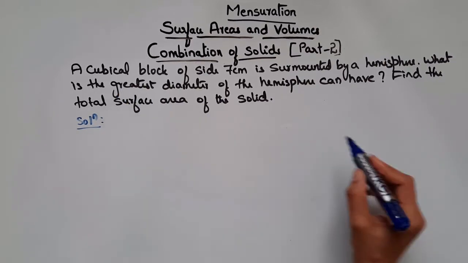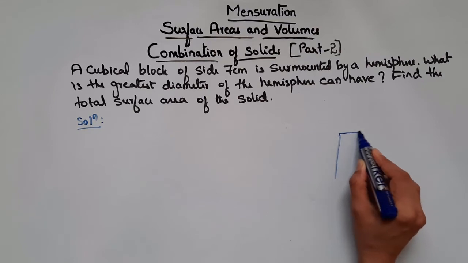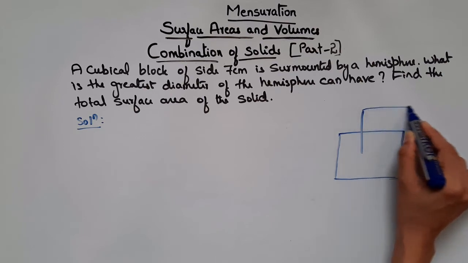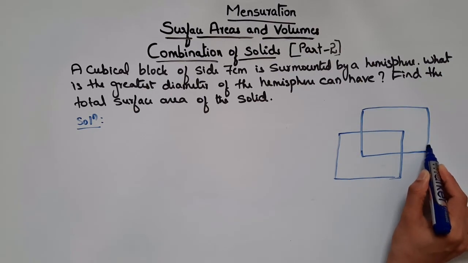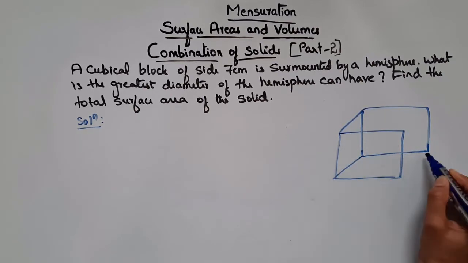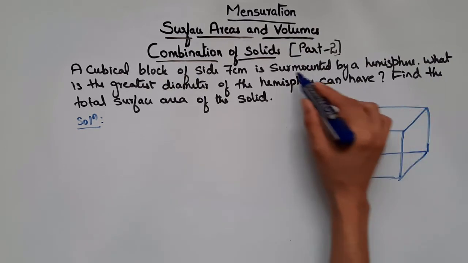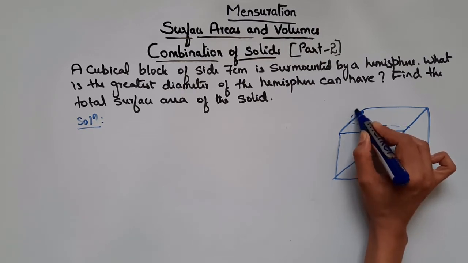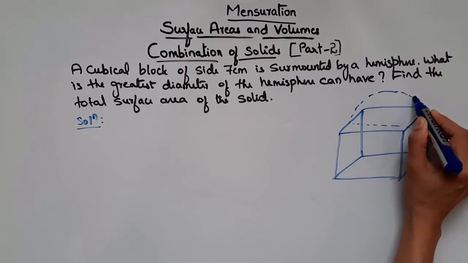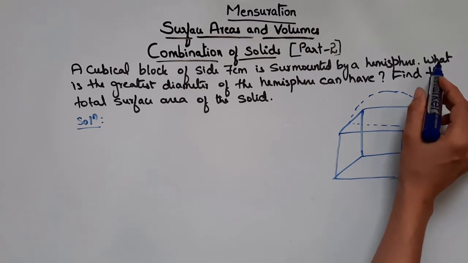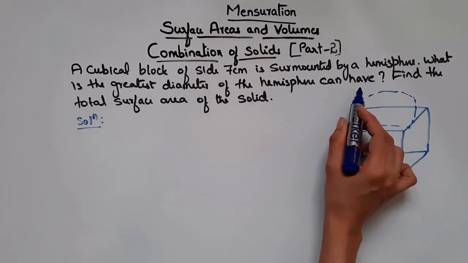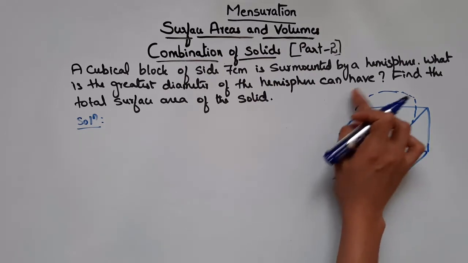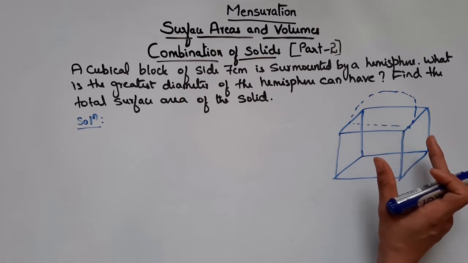So we have a cubical block, which is nothing but a cube of side 7 centimeter. All the sides are 7 centimeter. So we have a cube like this, surmounted by a hemisphere. So the hemisphere is placed upon this. So here they have asked, what is the greatest diameter of the hemisphere you can have? What should be the diameter of the hemisphere for this hemisphere to fit on this cube perfectly?